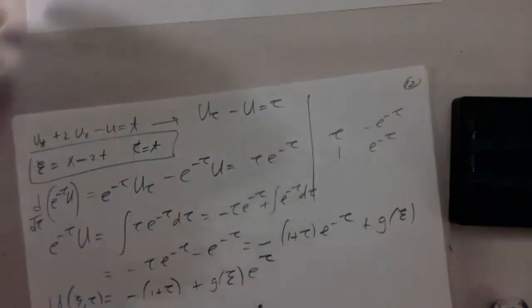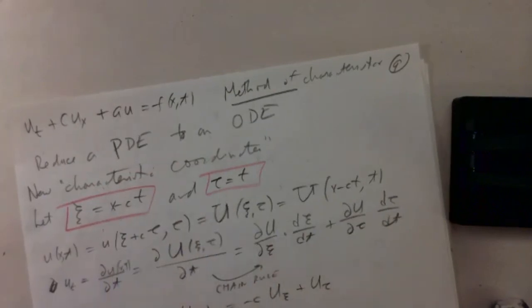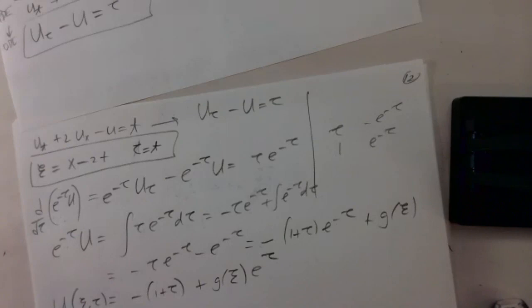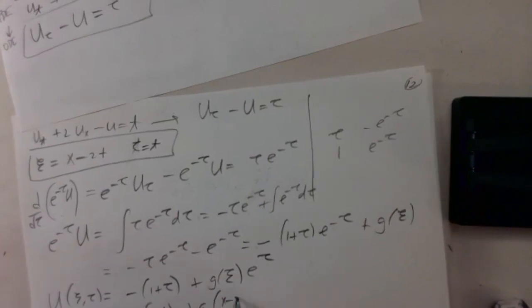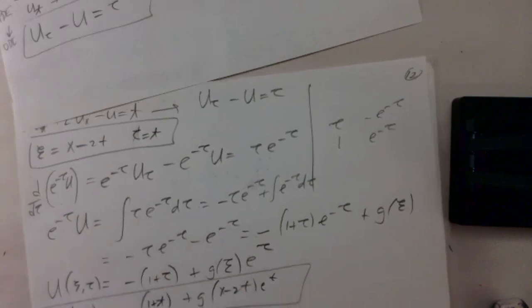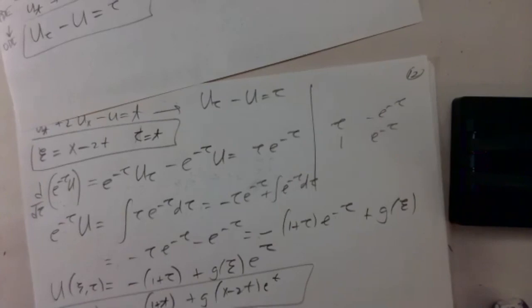And remember, when we made the change of variables, c equals this and tau equals this, capital U of c, tau was little u of x, t. So we get u of x, t is minus 1 plus t plus g of c, which is x minus 2t, e to the t, for every function g.